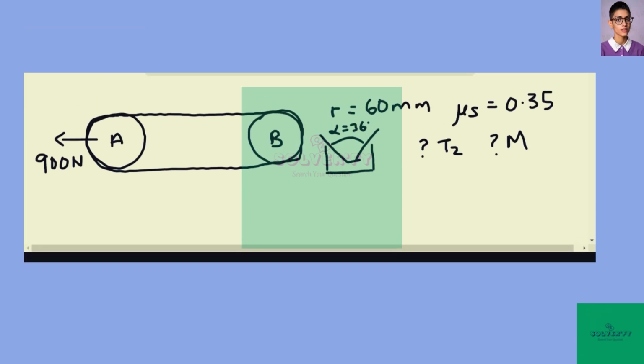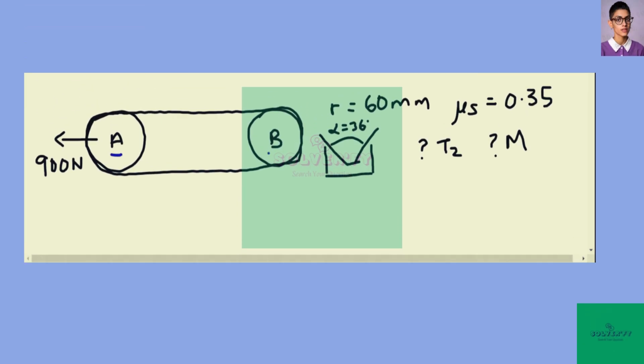So in this question, we are given two pulleys A and B. We have a force of 900 newtons to the left on pulley A. We're told the radius of these pulleys is 60 millimeters or 0.06 meters. We know the static coefficient of friction is 0.35. We're also told this is a V-belt problem with the angle of 36 degrees. And we're asked to calculate the maximum tension as well as the moments on this belt and pulley system.